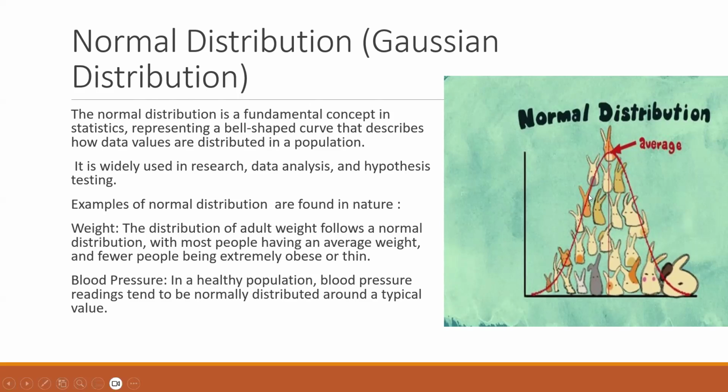As you can see in the figure on the right side, this is representing the normal distribution of weight in rabbits. In the center, we have all the rabbits which have a normal or average weight. On the right side, we have extreme weight of the rabbits which are obese, and on the left side, we have extremely low weight of the rabbits which are very thin. So even in nature, usually the phenomena of nature are normally distributed.